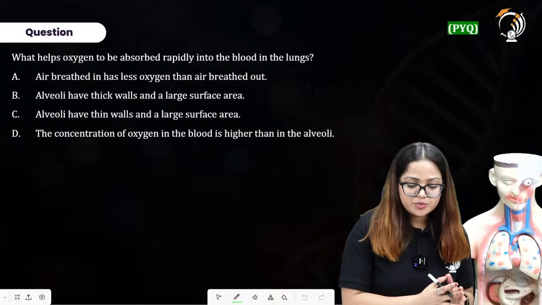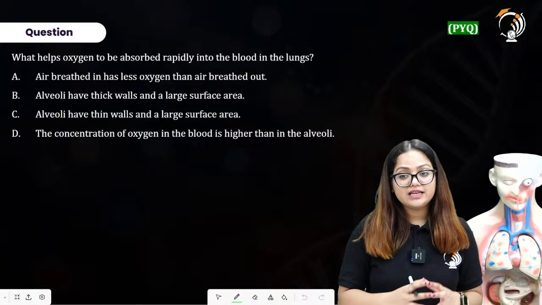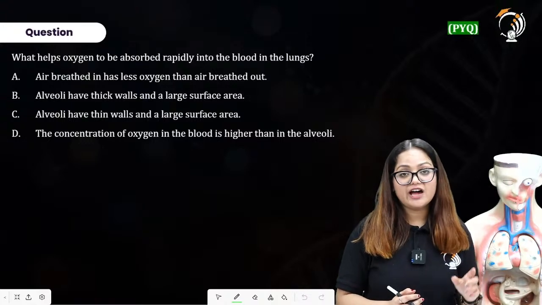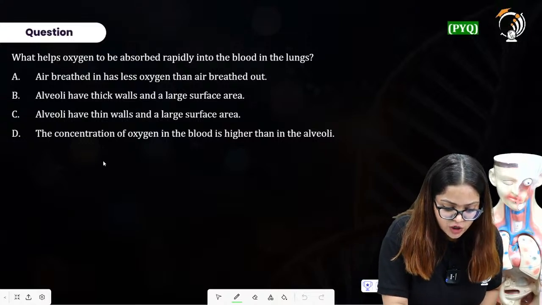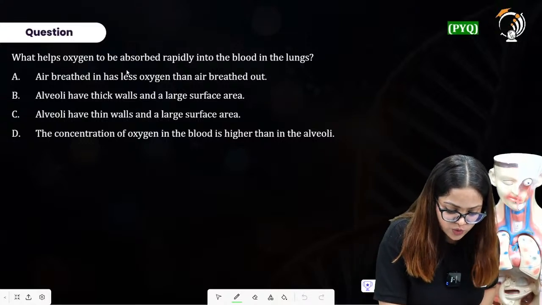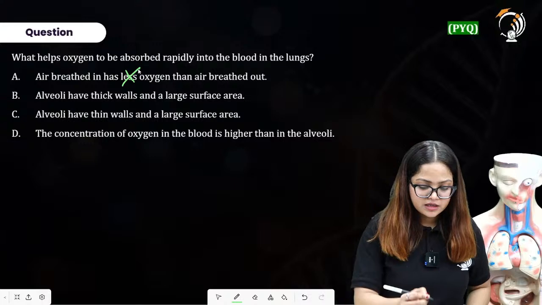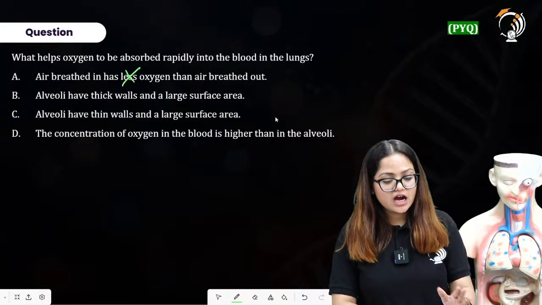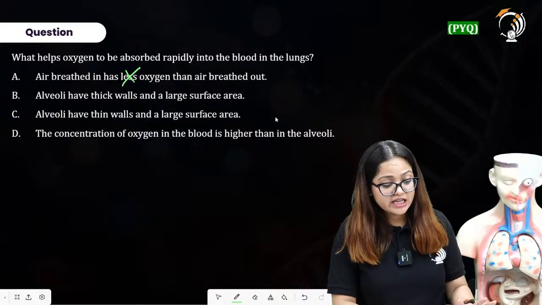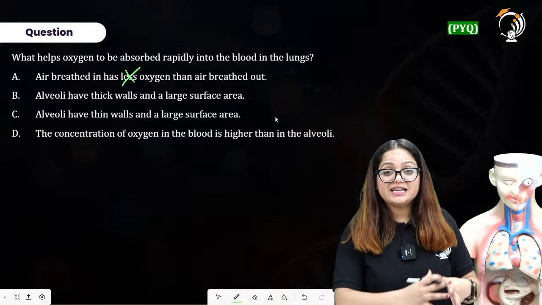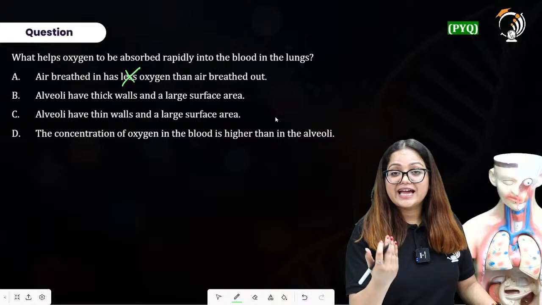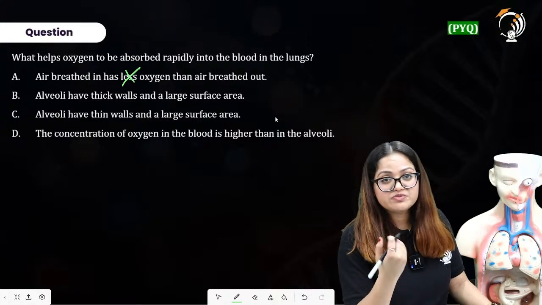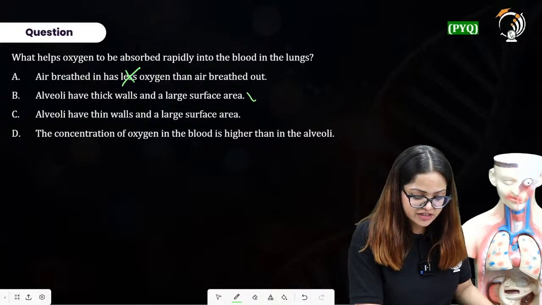What helps oxygen to be absorbed rapidly into the blood in the lungs? Now talking about the air which is breathed in, it should have more oxygen. So that's how option A goes incorrect. Option B: alveoli have thick walls and a large surface area. If alveoli have thick walls, they will increase the time taken by the gases to perform diffusion, so diffusion will be delayed in this case. This is also incorrect.